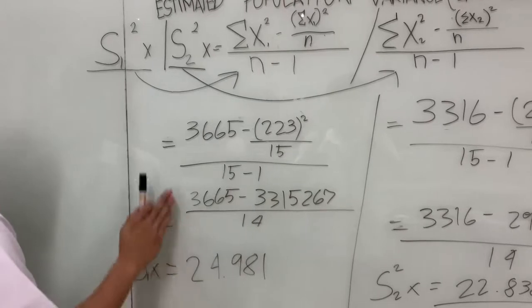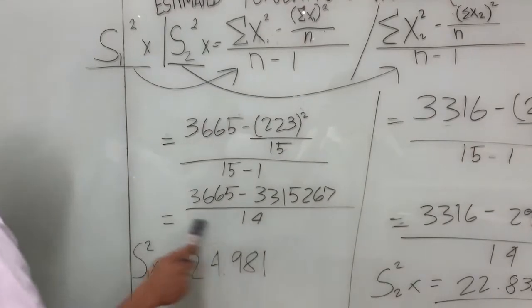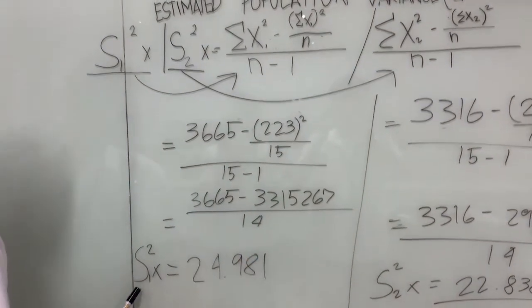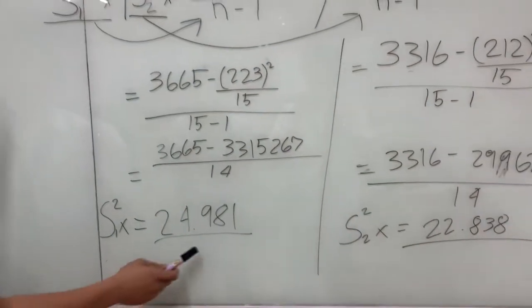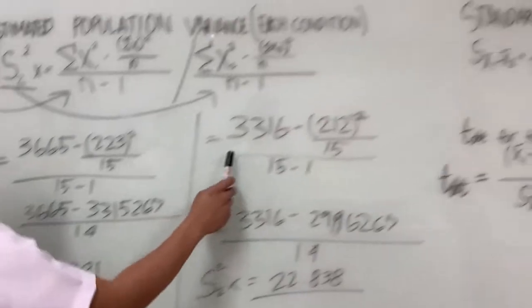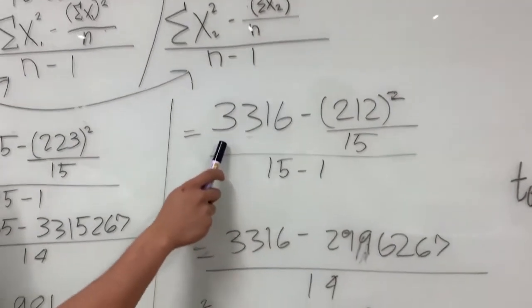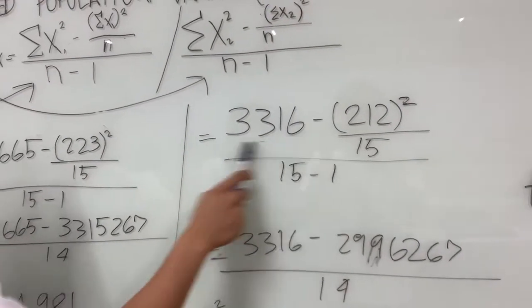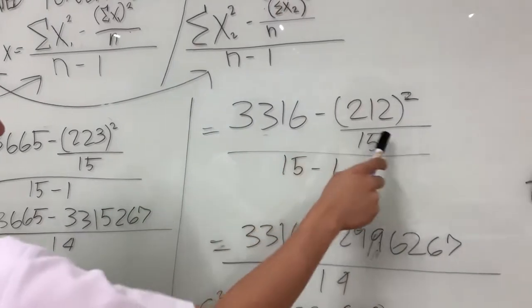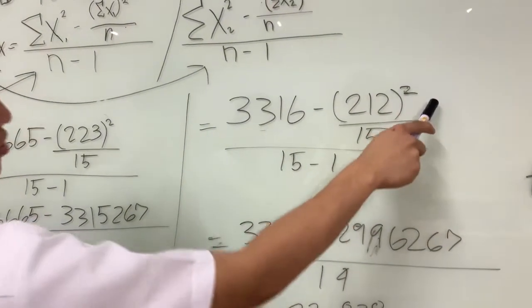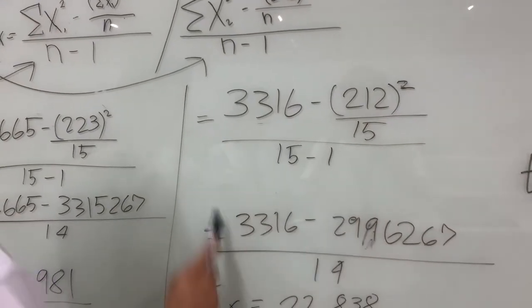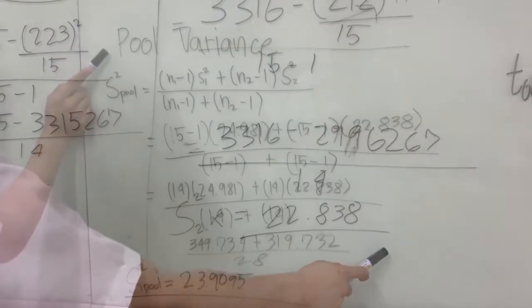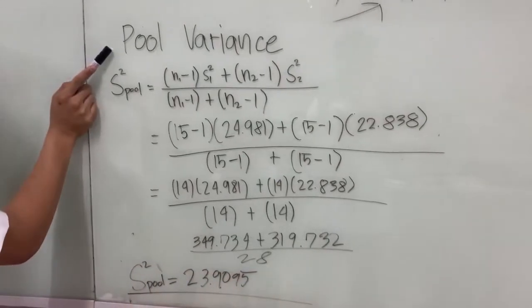After that, we just have to compute it according to the formula, and then we now have 24.981 for the population variance of the male variable. Next, we will apply the same procedure for the female variable. Put the value 3,316 on the summation of squared scores, 212 on the summation of score, which will also be squared up, and 15 for the n, or the total number of scores. And there we'll have 22.838 for the population variance for the female variable.